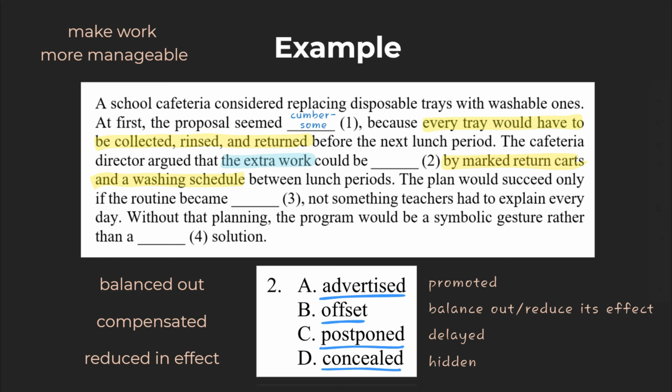Notice that even without knowing the definition of offset, we're able to correctly guess the answer by predicting the missing word. None of the other words fit the definition we found, so it must be offset. And we see it works well when we plug it back into our sentence. The cafeteria director argued that the extra work could be offset by marked return carts and a washing schedule between lunch periods. This fits because the sentence explains how the cafeteria can manage the extra work.